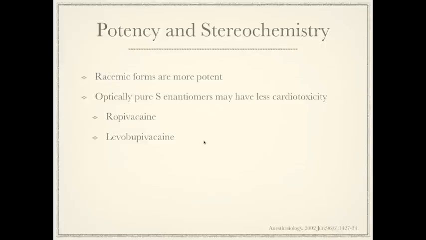One of the key drugs is bupivacaine, which tends to be in a racemic form, R and S enantiomers. And there have been issues with cardiotoxicity with the R enantiomer of bupivacaine, which led to the production of levobupivacaine, which has been shown to have less cardiotoxicity. However, it is less potent. Ropivacaine also comes in an optically pure form. You can get it in the S enantiomer, and it has less cardiotoxicity.